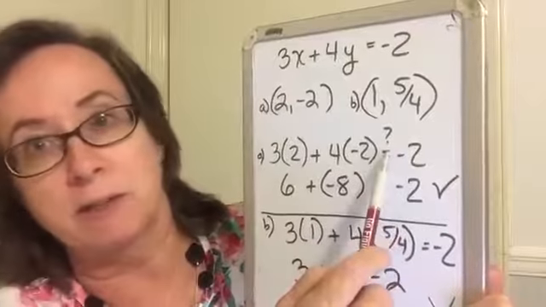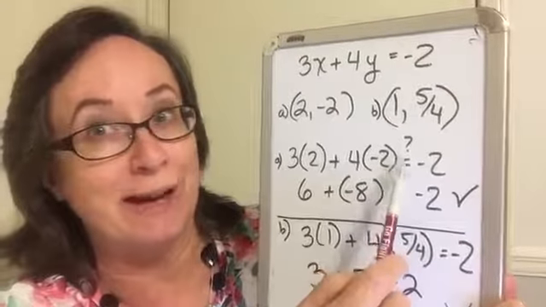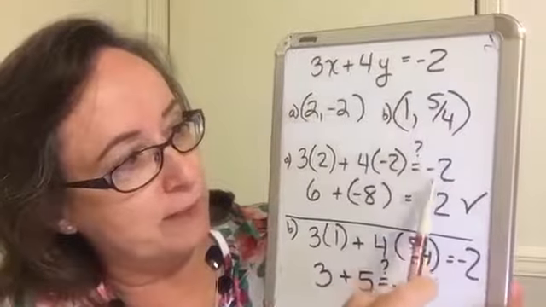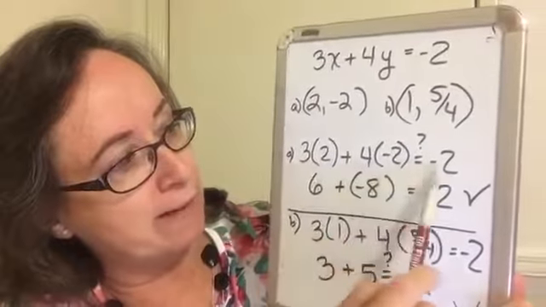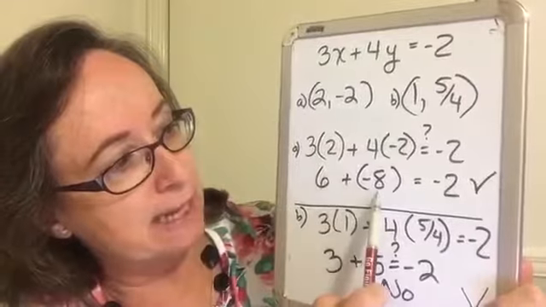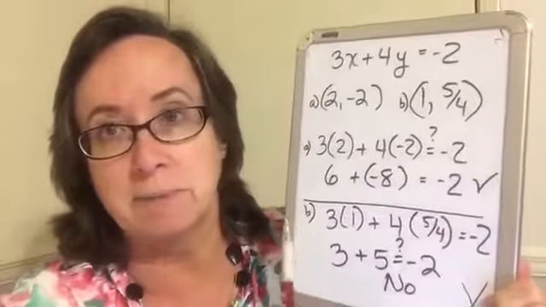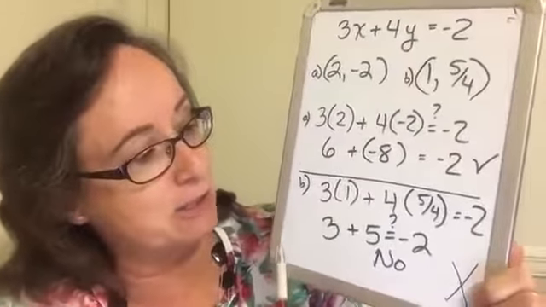And then I usually put a little question mark up there, say, hey, we're trying to see if it's equal or not to the -2. So when we crank this out, we get 6 plus a -8 is indeed a -2. So the check mark says that it is a solution.